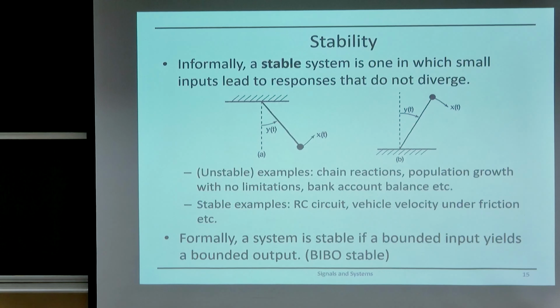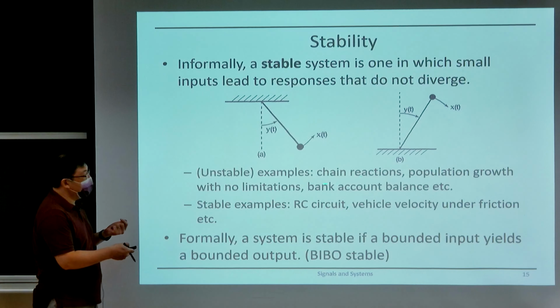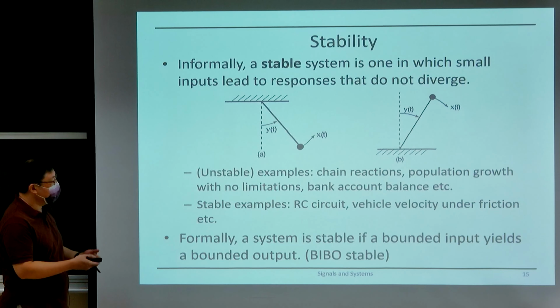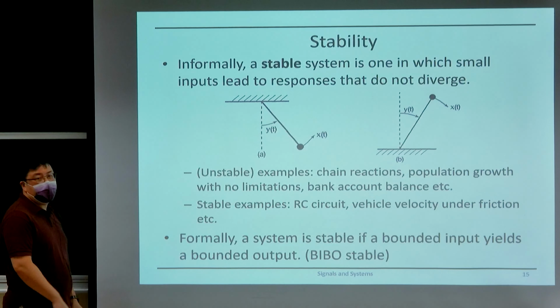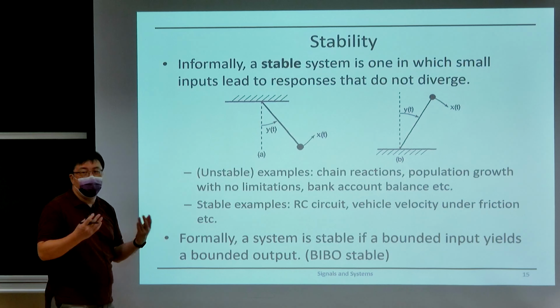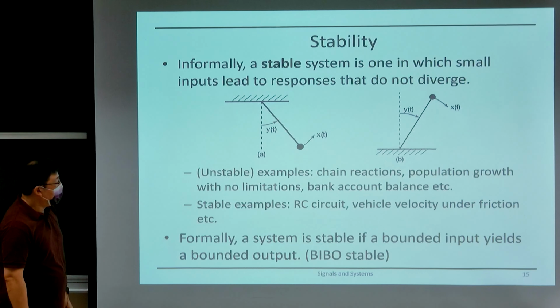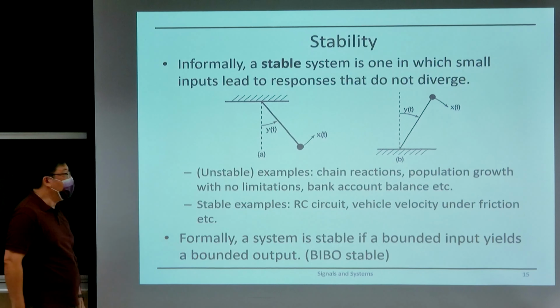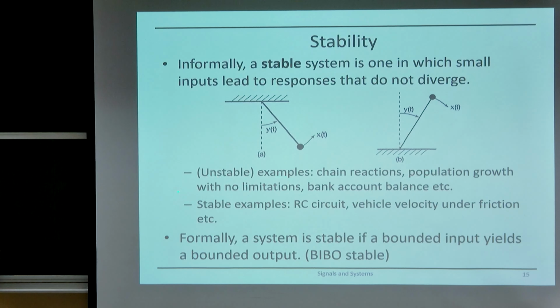Other examples are chain reactions of chemical experiments, the population growth with no limitations on the living space or food supply, or the bank account balance if you never do any withdrawal. These are all examples of unstable systems, because these systems will eventually diverge.